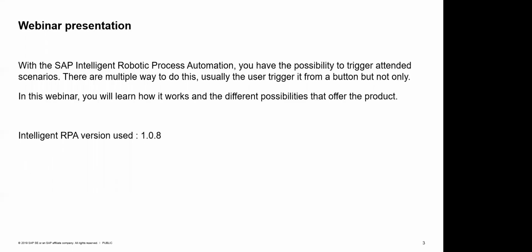So let's do a quick beginning of this webinar. With SAP Intelligent Robotic Process Automation, you have the possibility to trigger attended scenarios. There are multiple ways to do this, and usually the user triggers it from a button, but not only, as we will see. In this webinar, we will learn how it works and the different possibilities that the product offers. During this webinar, I will use the latest version of the Intelligent RPA product, 1.0.8.